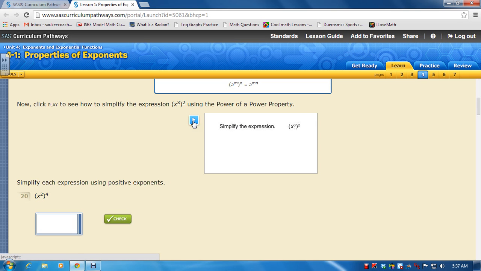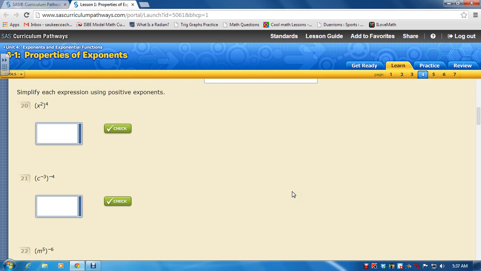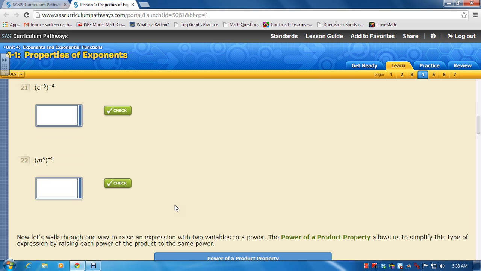So here it is using the power of a power. Now we're simply going to multiply those exponents, simplify. Okay, same thing, writing it out long way or the short way here. So I'm not going to go through all these. This would be x to the 8th. This would be c to the 12th, because a negative times a negative is a positive. Okay.